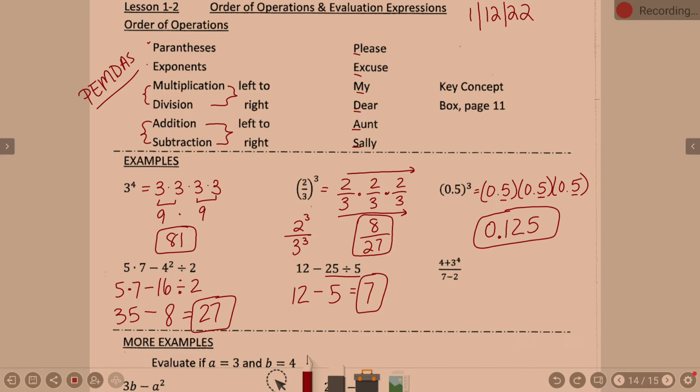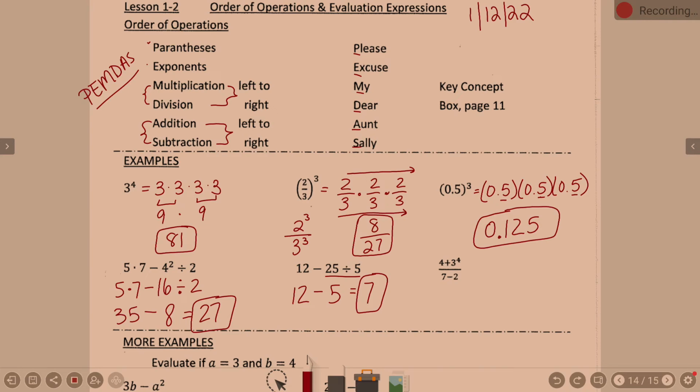One more in this section. When we look at 4 plus 3 to the 4th over 7 minus 2. Alright. So there's no parentheses, there's exponents, there is no multiplication. Okay, hold on. 81 is. Pause.